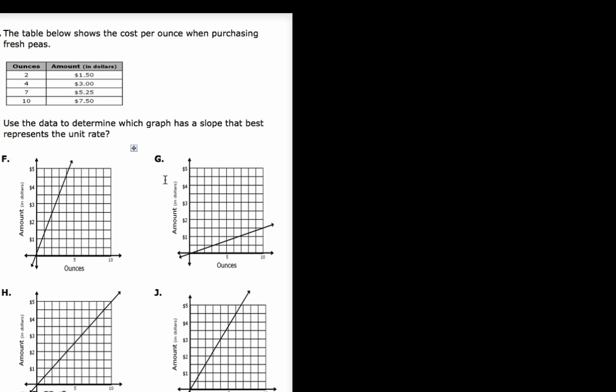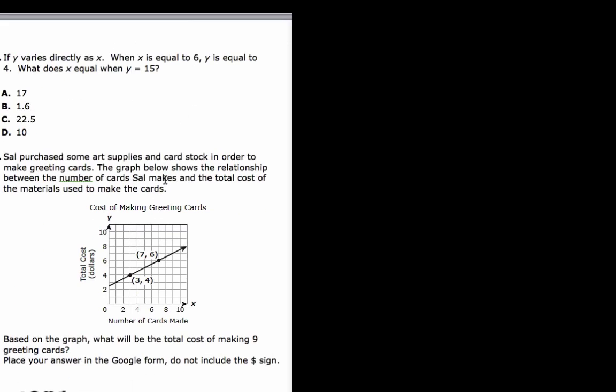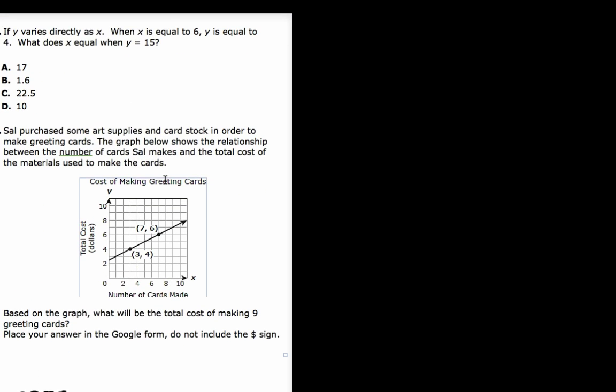Pause video, work the problem. Number 11. If y varies directly as x, when x is equal to 6, y is equal to 4. What does x equal when y equals 15? A is 17, B is 1.6, C is 22.5, and D is 10. So pause that video and work that problem.